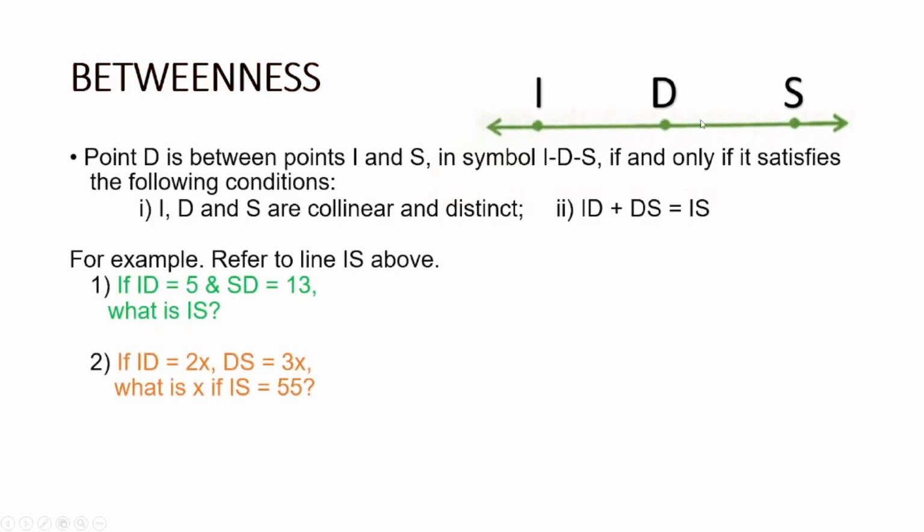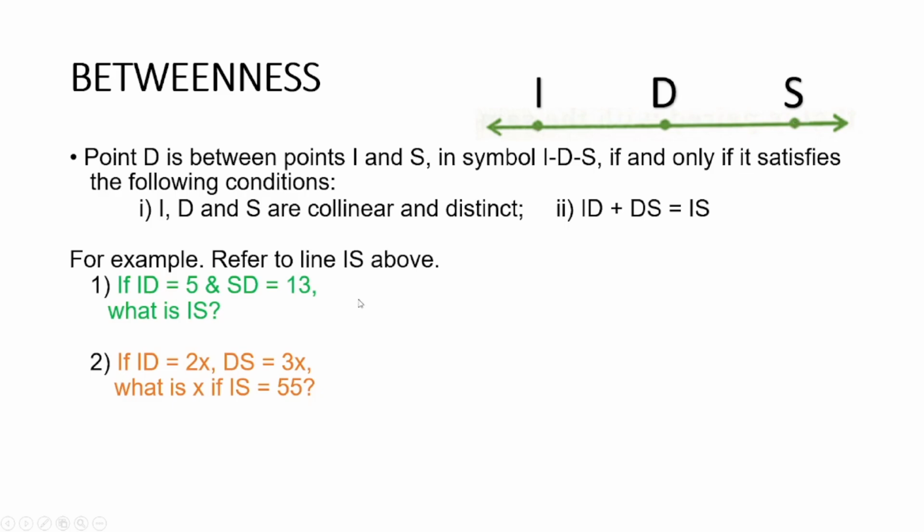Now let us use that. So for example, refer to line IS. What if ID is 5 and SD is 13? So obviously 5 plus 13, that's 18, right? But what is the question? The question is what is IS? So again, remember, when two capital letters are together, that means we are asked to find the distance of the two points. So that will be point I and point S.